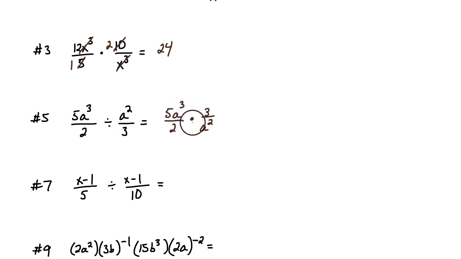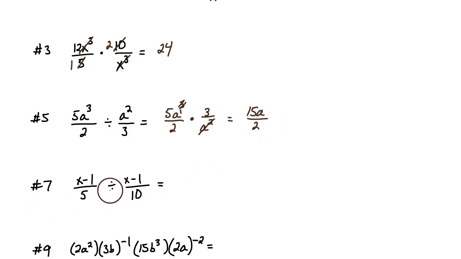A to the third on top, divide by a to the second. We can use both of these a's to cancel 2 of those away, creating a new exponent of 1. What we did was subtract the exponents. So final result is 15a on top and a 2 on the bottom.